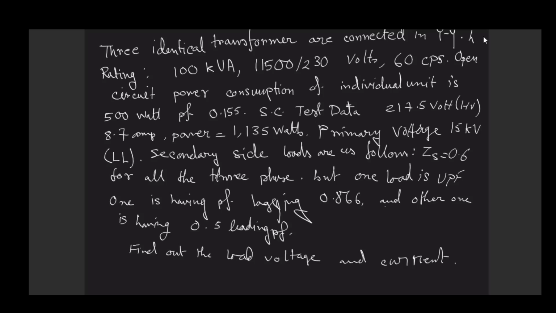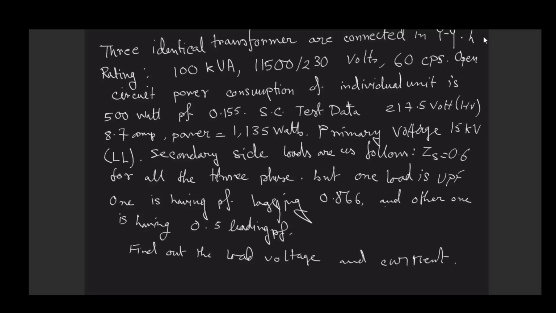Short circuit test data is like this: 217.5 volt when impressed across the 11,500 volt winding causes a flow of 8.7 ampere current through the winding and consumes a power of 1135 watt. The primary voltage is 15 kilovolt line to line.